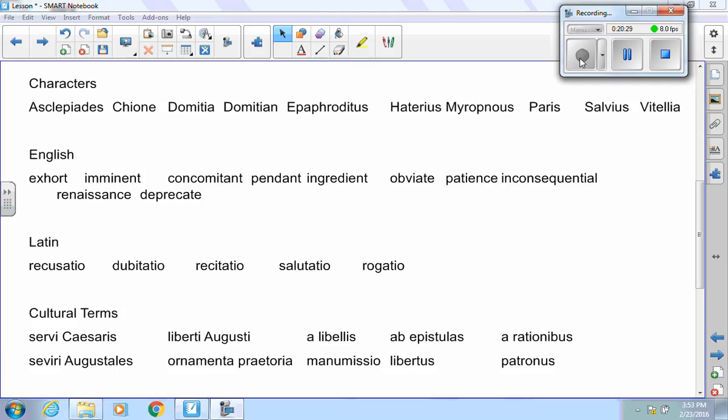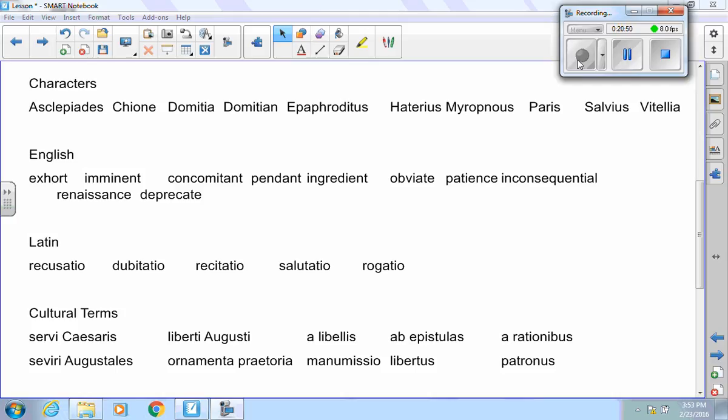Patience is the quality of being tolerant or quality of enduring. Inconsequential is illogical or trivial. Renaissance is a rebirth or revival. Deprecate is to express disapproval. If I deprecate you, I'm belittling you.